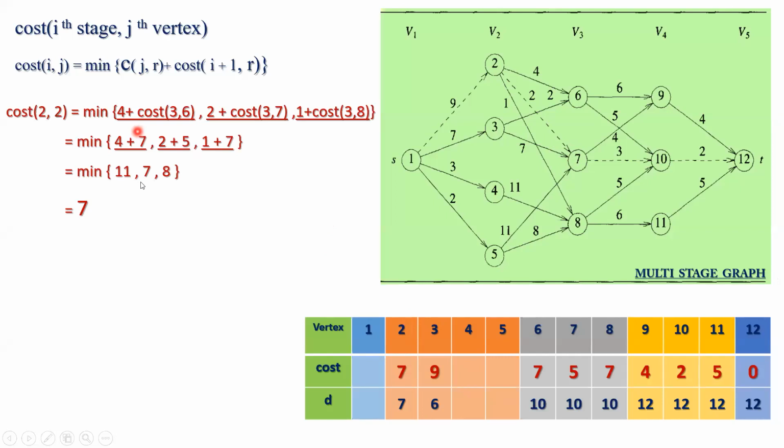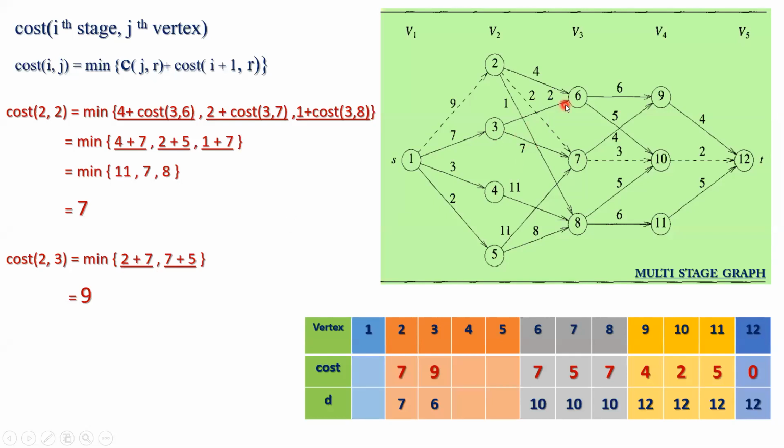So next, the cost of vertex 3 in stage 2 has been represented. How many options are there for vertex 3 in stage 2? Only 2 options, 3 to 6 and 3 to 7. Vertex 2 was having 3 options, but vertex 3 has only 2. Just following the already discussed procedure, it has been written.